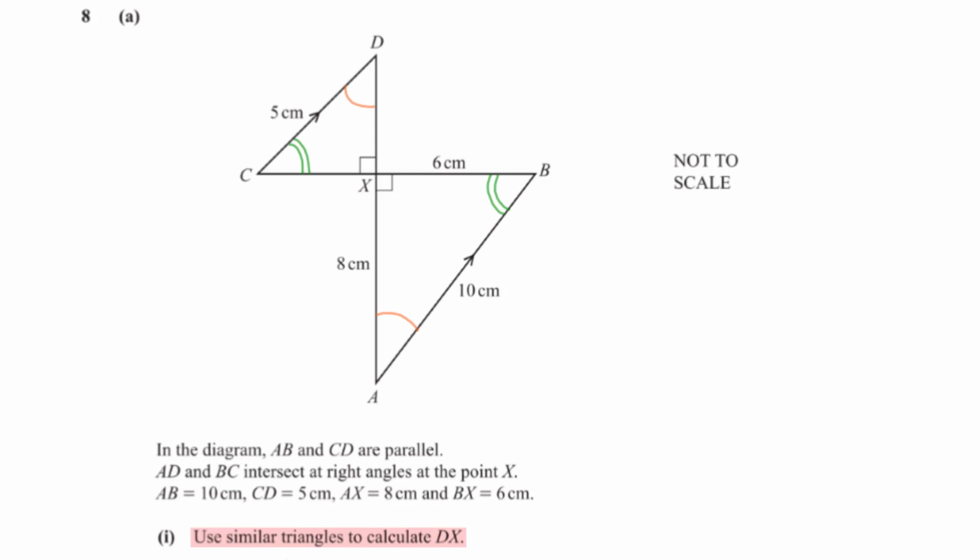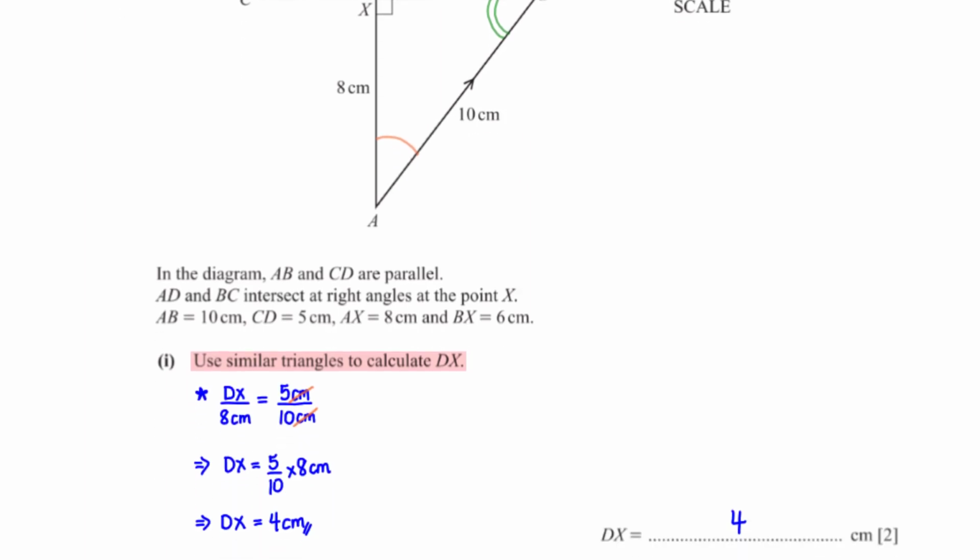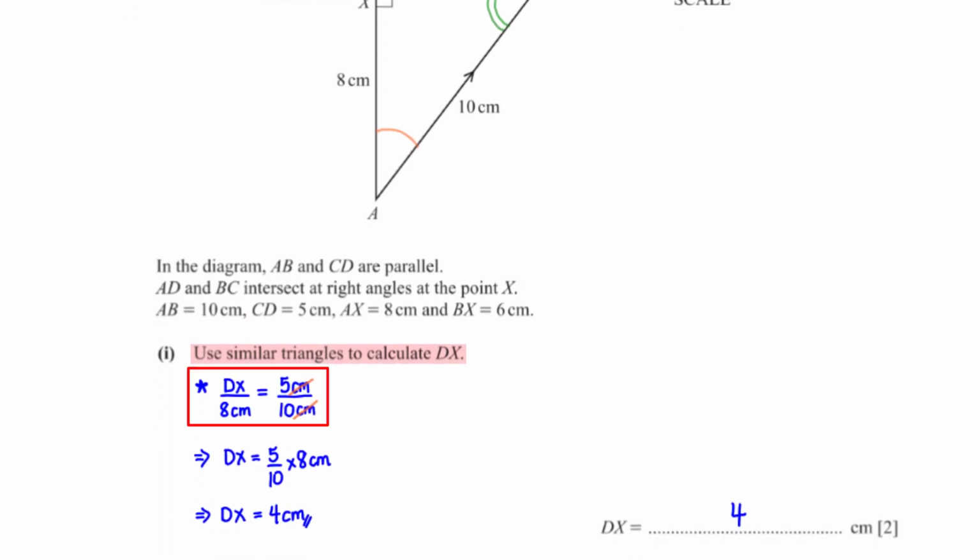Since the two triangles are similar, the ratio of their corresponding sides must be equal. So we have DX over 8 centimeters equals 5 centimeters over 10 centimeters. When we make DX the subject, this is what we have, which is equal to 4 centimeters.